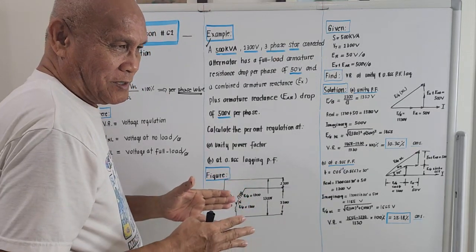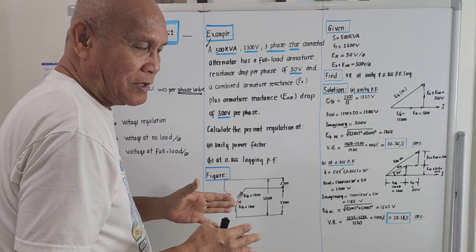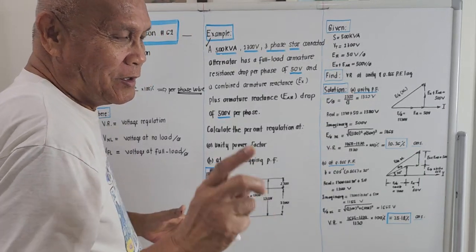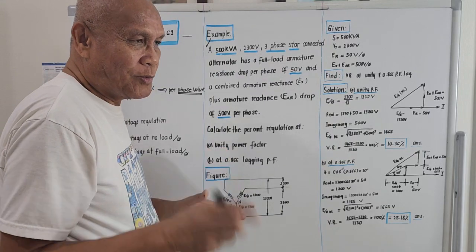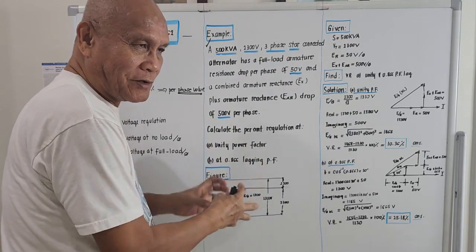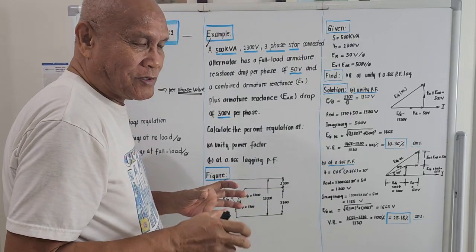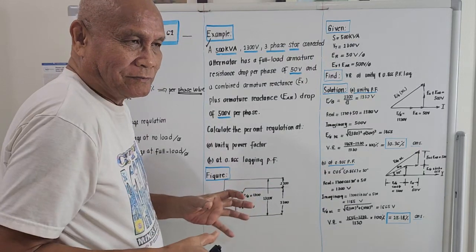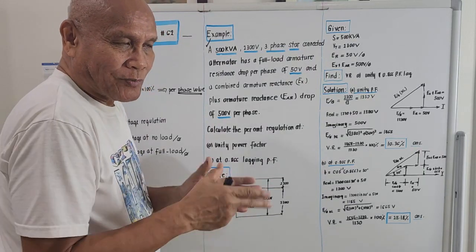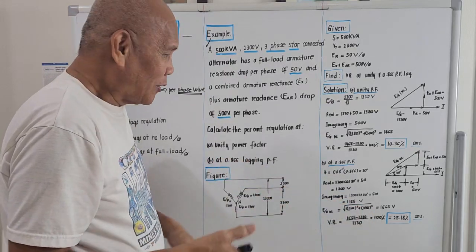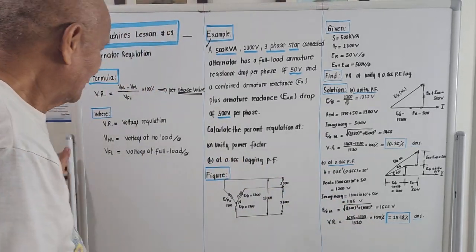If the loads are motors and the power factor is lagging, you expect there should be too much voltage drop on the alternator. There is, because motor loads consume too much current, and a big current corresponds to a big voltage drop. Okay, let's proceed with the solution of this one.